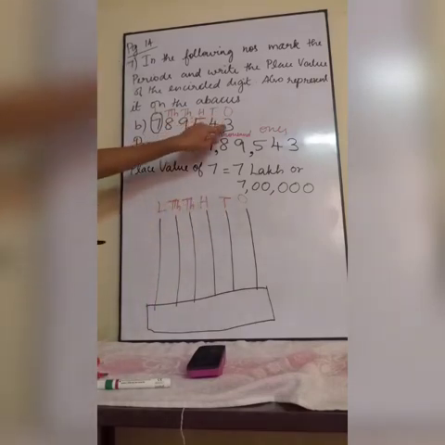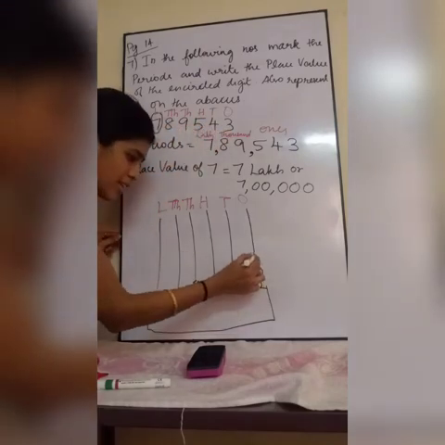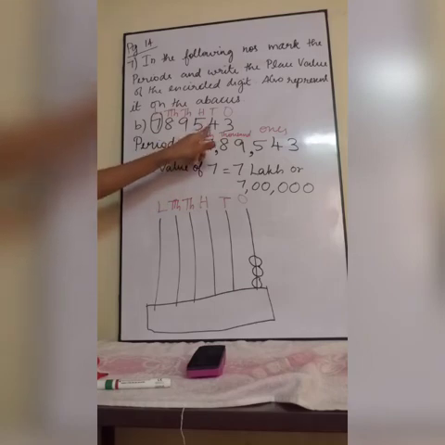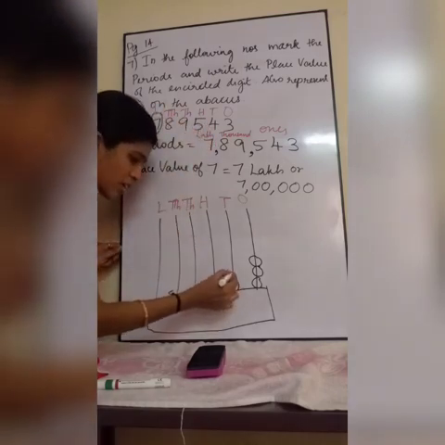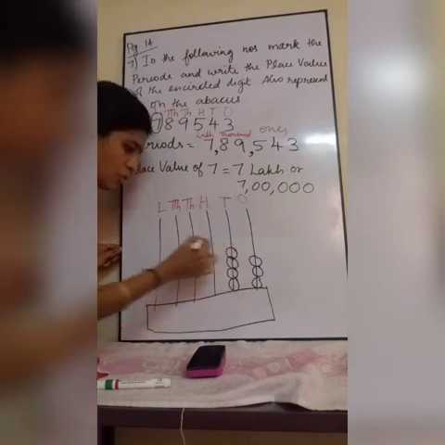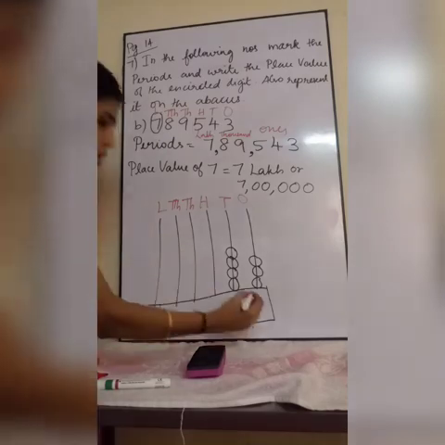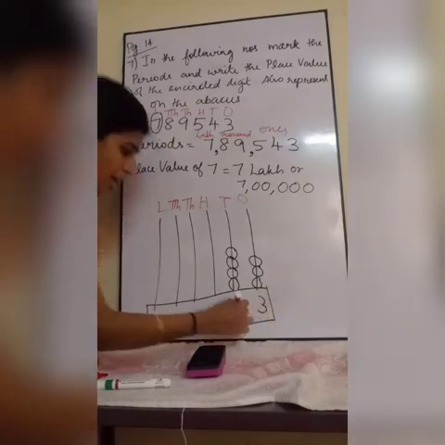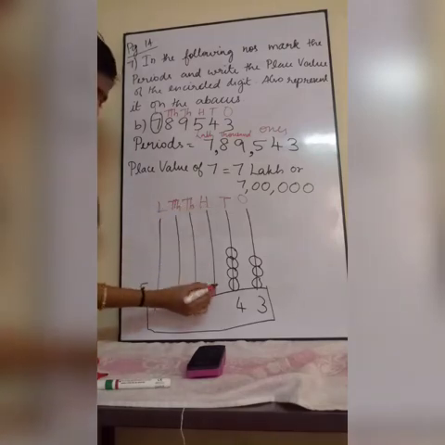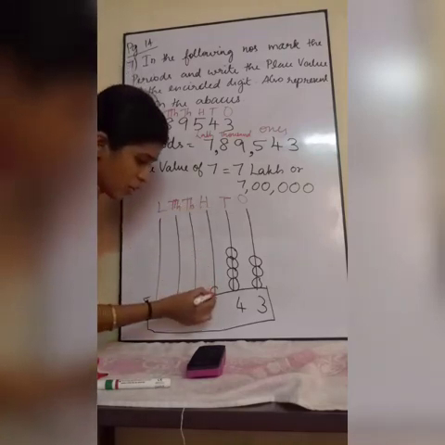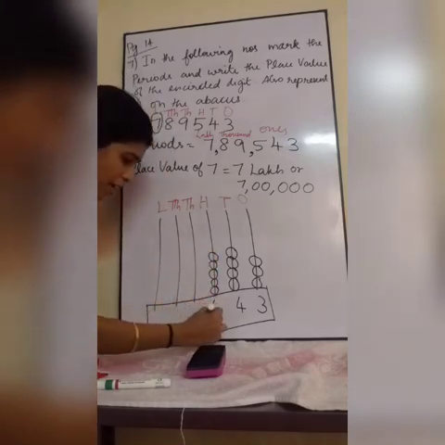Now in the ones place, how many digits are there? 3. So you can put 3 circles. In the tens place, how many digits are there? 4. So you can put 4 circles. This is how you should do the abacus. You have to represent the number in the abacus. So you can write here 3, 4. After that, 5. In the 100 place, how much? 5. So in the 100 place, I am going to draw 5 circles. 1, 2, 3, 4, 5. So I am going to write 5 here.